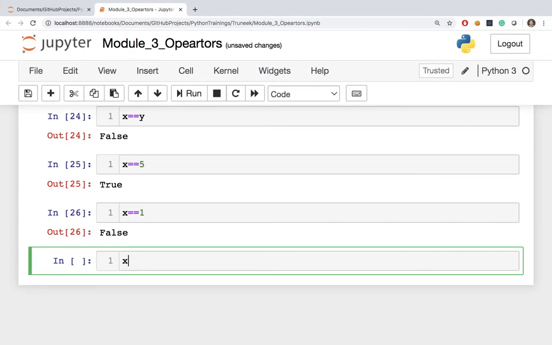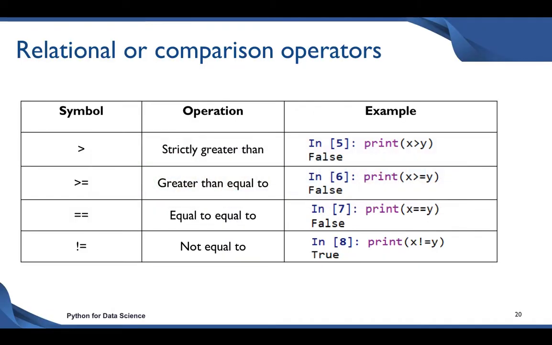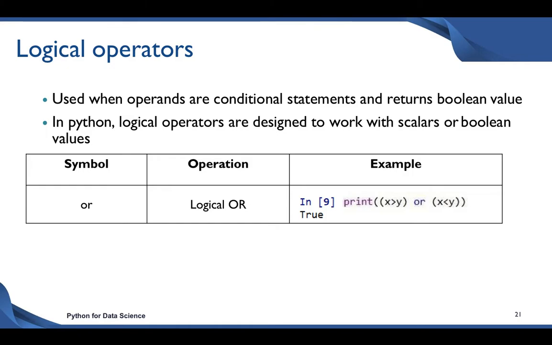Similarly we have not equal to, right. So it will return us a true or false value based on whether the condition holds true or false respectively. Okay, now the next part is logical operators.